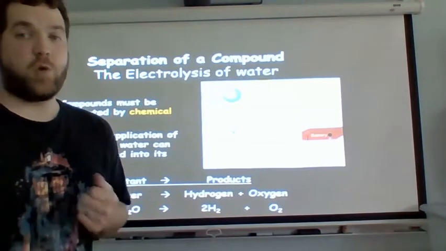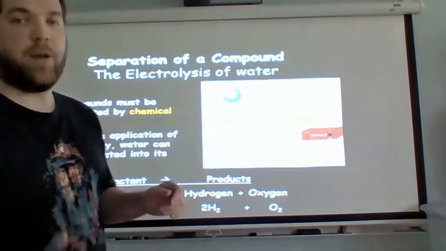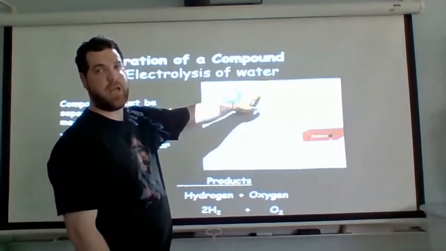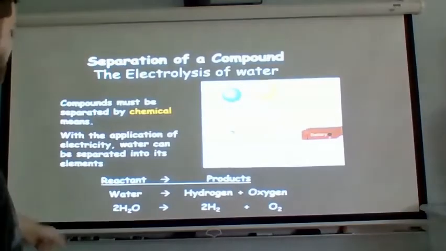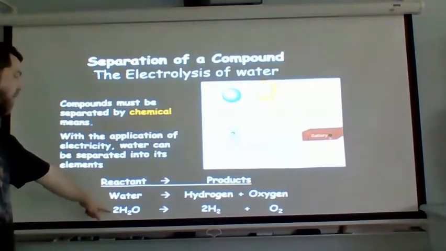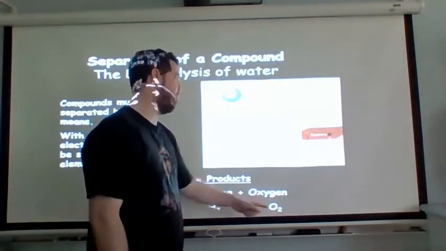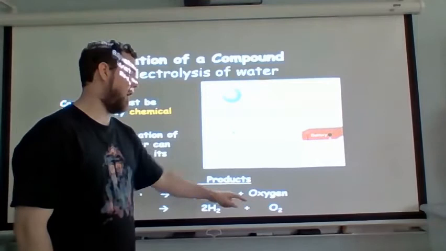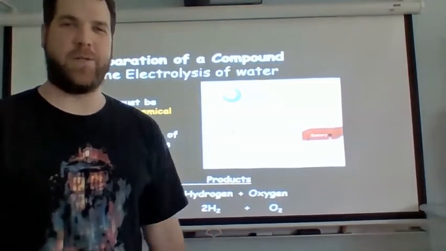And since there is twice as much hydrogen in water, because it's H2O, it produces twice as much hydrogen gas as oxygen gas. And as you can see from the reaction down here, water produces H2 and O2, hydrogen gas and oxygen gas, and there is a 2 in front of the H2 because it produces twice as much.